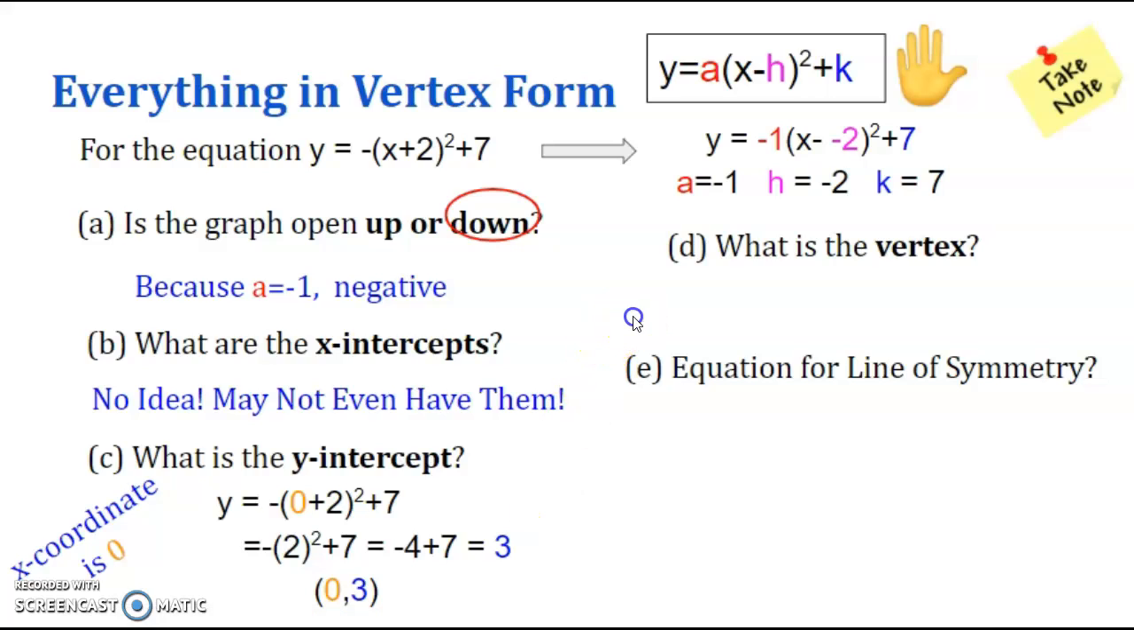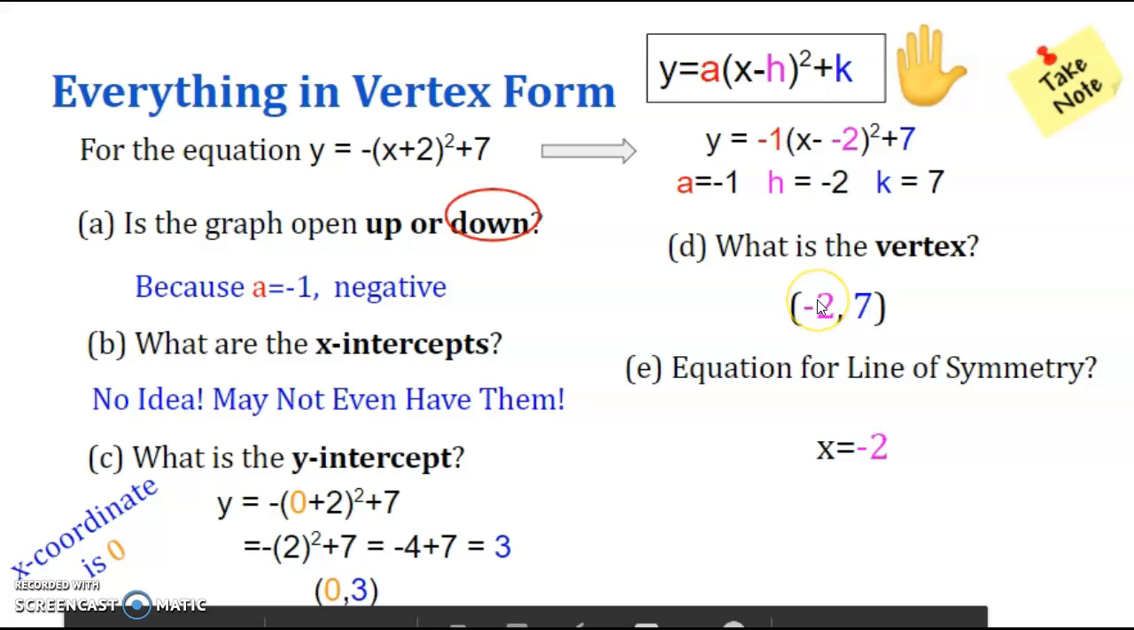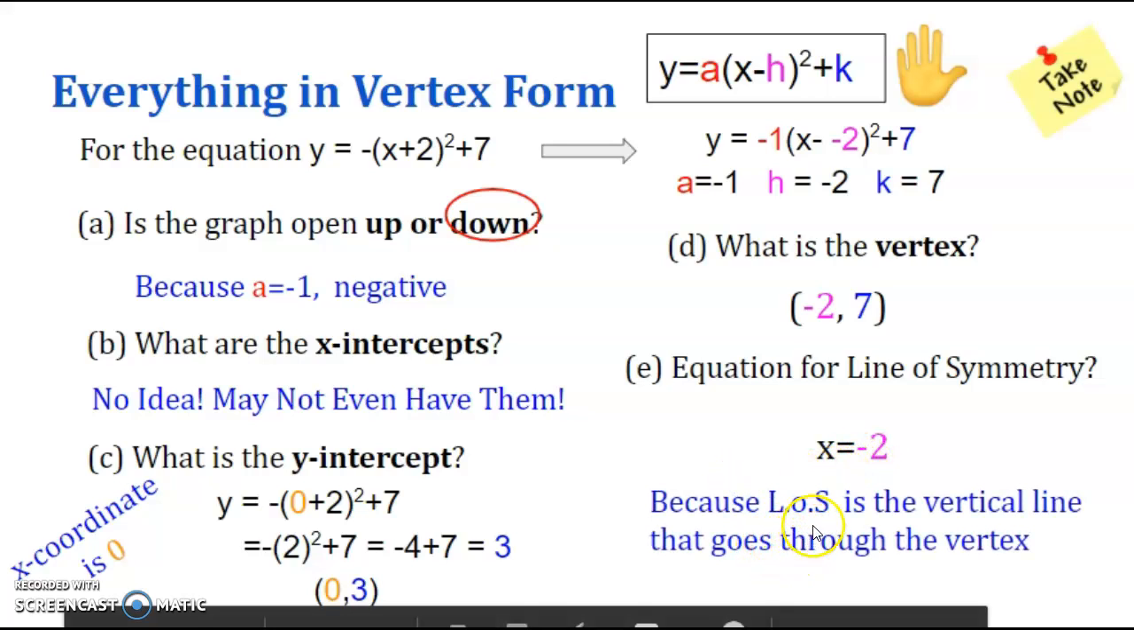What about the vertex? The vertex is the easy one. You know that it's going to be h, k, and h we said was negative 2, and k we said was 7, so it's negative 2, 7. And we know the equation of the line of symmetry is always going to go through the x-coordinate of the vertex. So it's going to be x is equal to negative 2, because the line of symmetry is a vertical line that goes through the vertex.